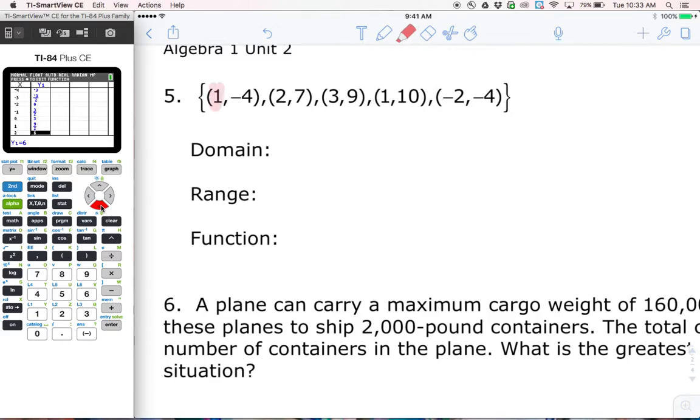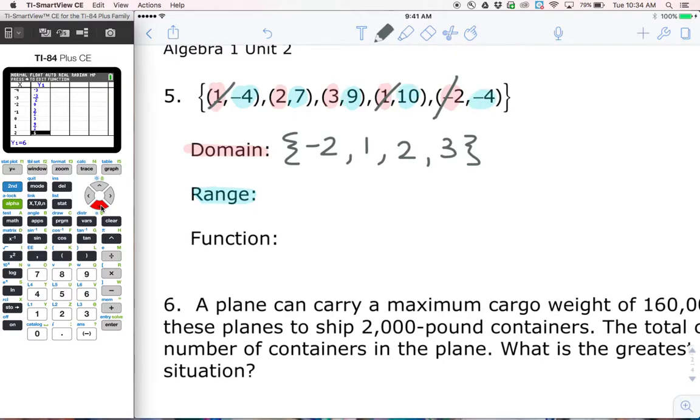So my domain values are all the first numbers in my coordinate pair. And I'm just going to list those from least to greatest. My smallest one is -2, and then 1, which I have a couple of times, and then 2, and then 3. Okay, now my range are all of my y values, so -4, 7, 9, 10, and -4.